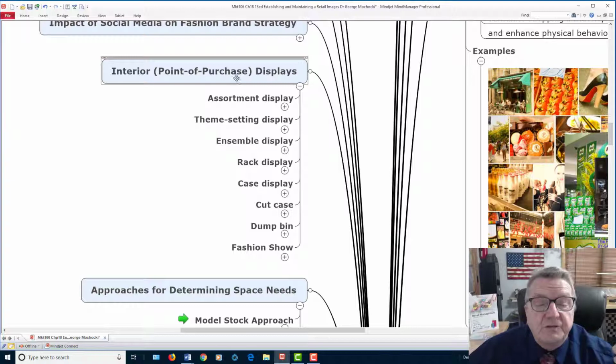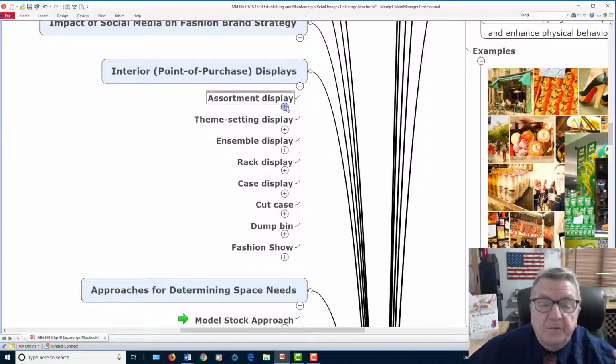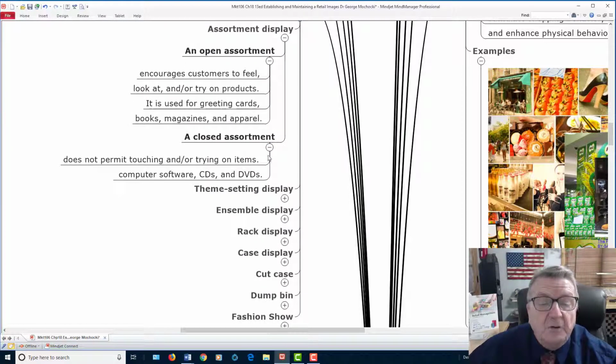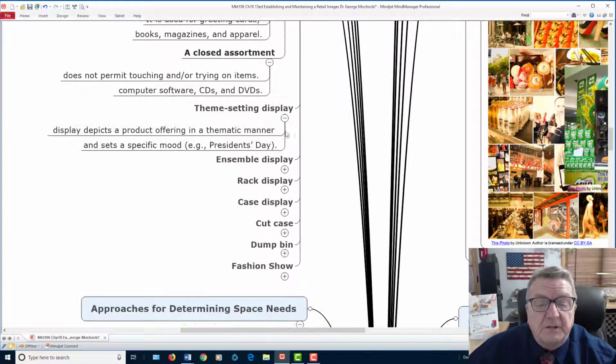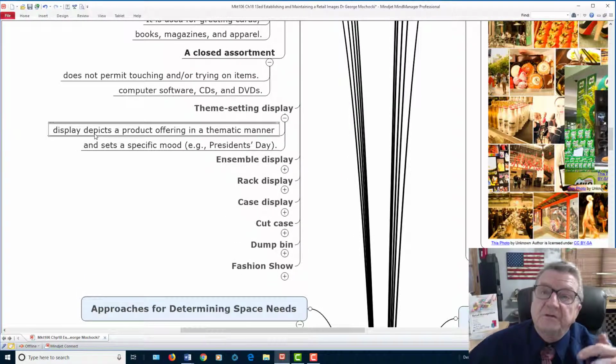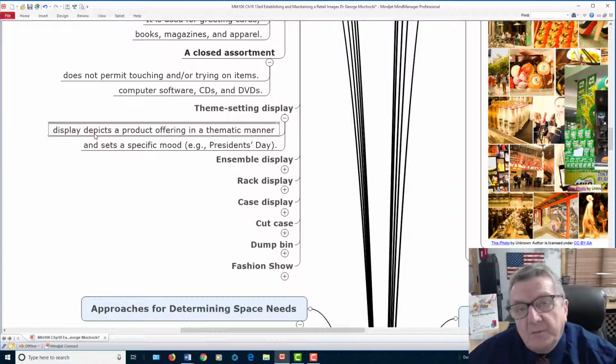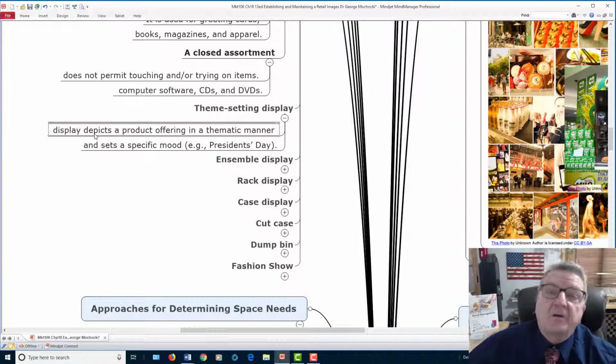Point of purchase, interior. Your assortments, are they displayed properly? Okay, open assortments. Things encourage customers to try it on. Everything else, closed assortments, DVDs. You can't open it. You just got to look at it. Okay, theme setting. Is it going to be right now? Is it Easter? You got a lot of Easter bunnies, or is it Veterans Day? You got pictures of veterans. I don't know. So you have the theme around your product for that week or for that month, whatever, or Valentine's. You got hearts and everything else coming around.